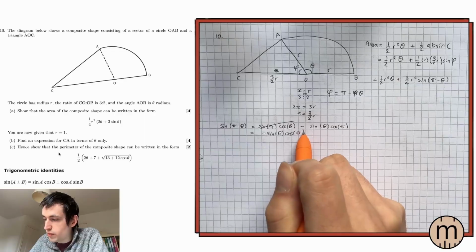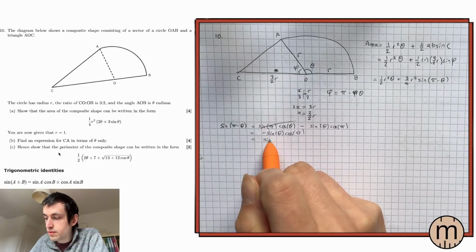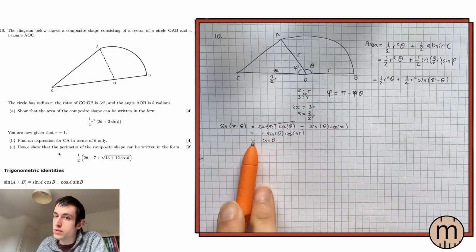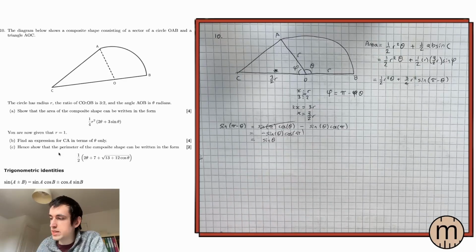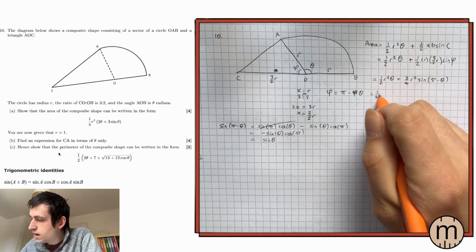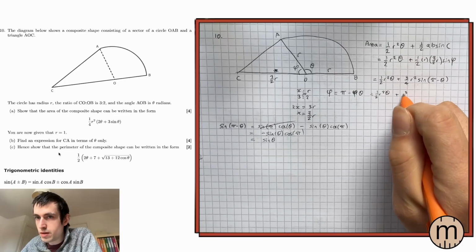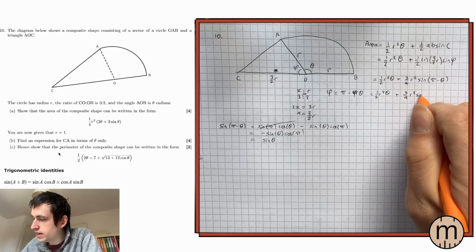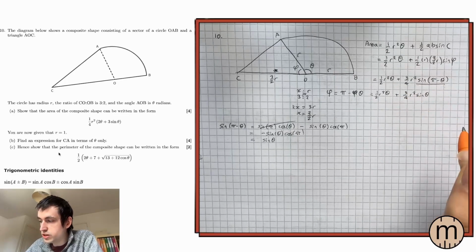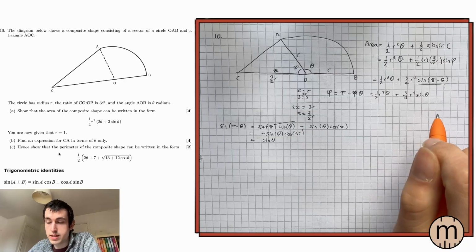We saw cos of pi before, that was minus 1. And then minus 1 times minus 1, that's 1. This is the same as sine theta. So let's go back to the formula up here. Half r squared theta plus 3/4 r squared, that whole thing is just sine theta still. So I'm just going to write sine theta.